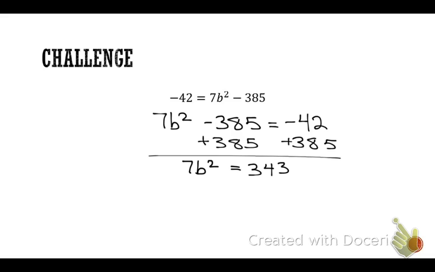So then you have to divide it. Yep, by 7. And what'd you get? B squared equals 49. Okay, now what? B equals 7. Okay. Plus negative whatever.